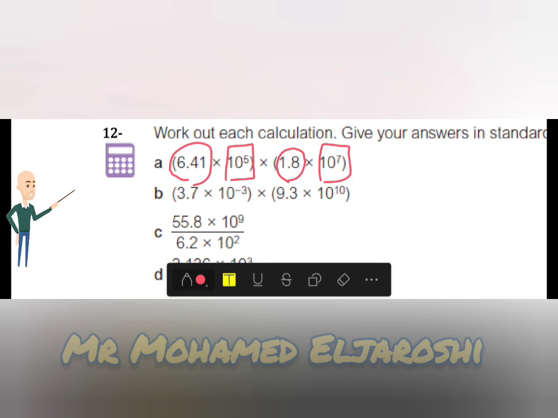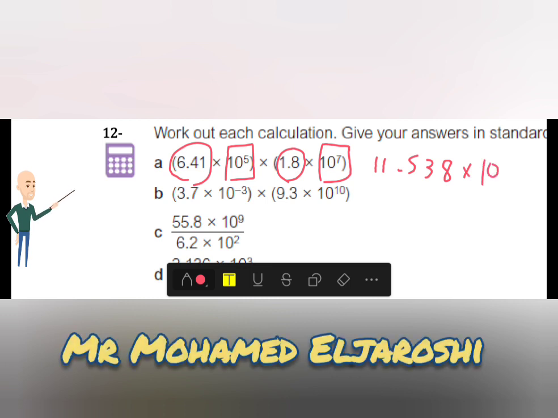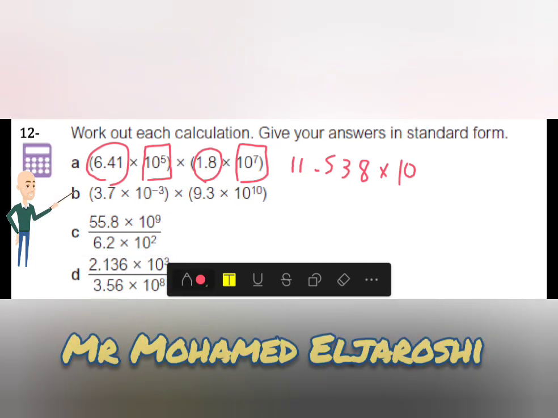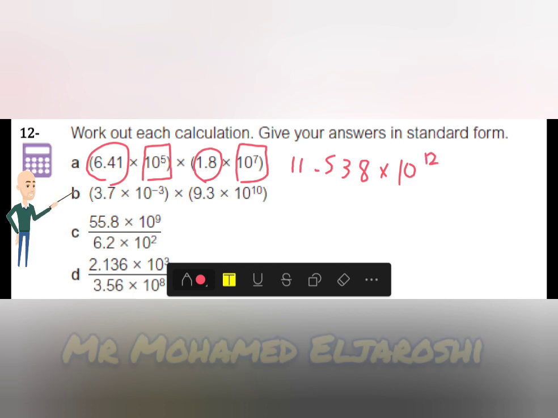So 1.8 times 6.41. It gave me 11.538. So I'm gonna write it here, 11.538 multiplied by 10 with the power. Now the 10 with the power, we have 10 power of 5 here multiplied by 10 power of 7. And when you multiply the same base numbers, what do you do to the powers? Very good. You add them. So it's going to be power of 12 here. 5 plus 7 is 12.